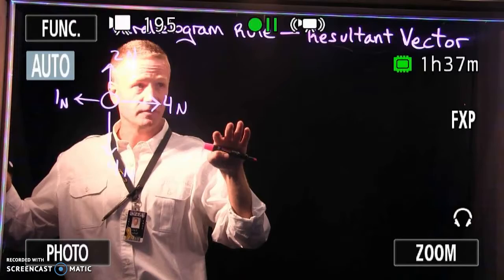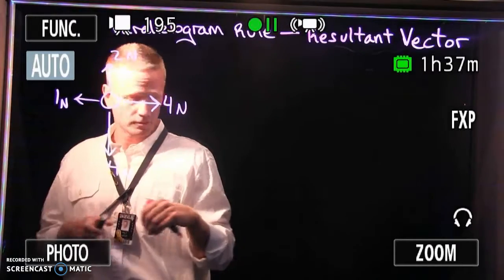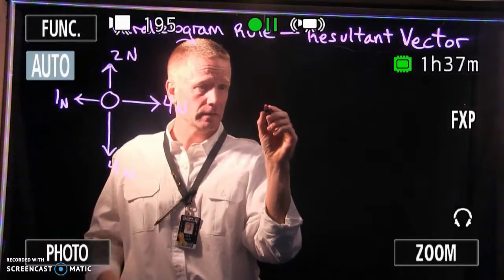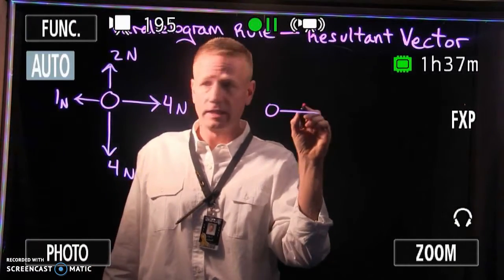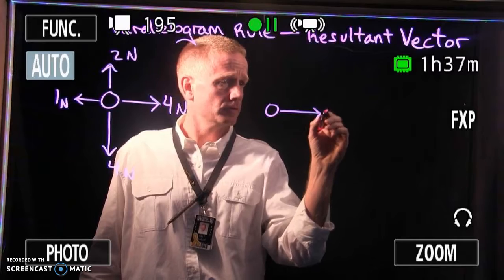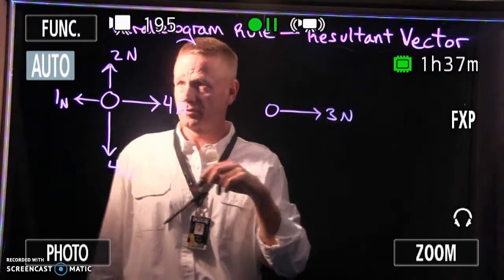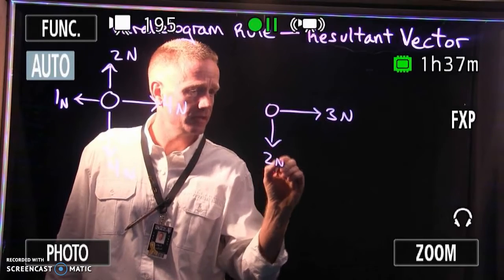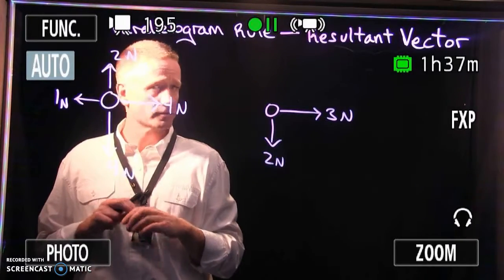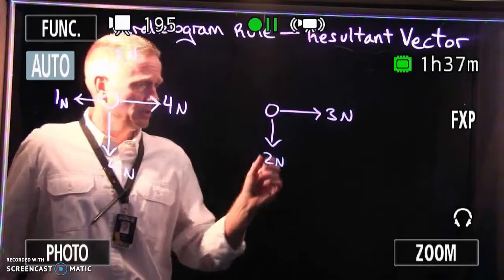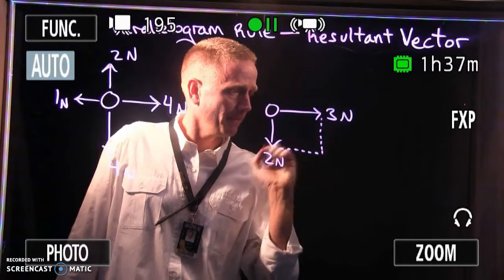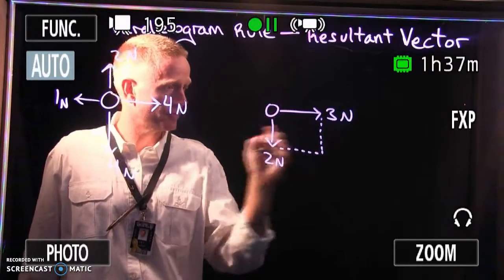First thing you would do to figure out the total net force of the resultant force vector is to combine the horizontal forces and realize that 3 newtons to the right is the net horizontal force, 2 newtons down is the net vertical force, and draw your imaginary parallelogram parallel to the horizontal and vertical vectors.